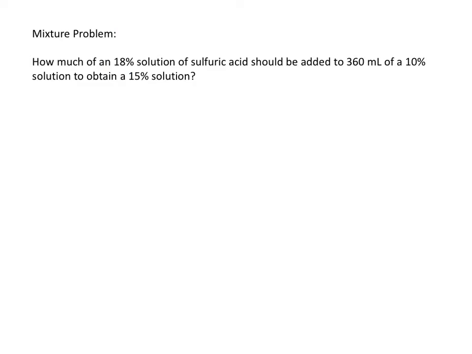This is called a mixture problem because we're mixing some percent of a solution with another percent of a solution to obtain a different percent of a solution. I think the best way to approach this problem is to set up a chart. So we have an 18% solution, we have a 10% solution, and then we have our final solution.